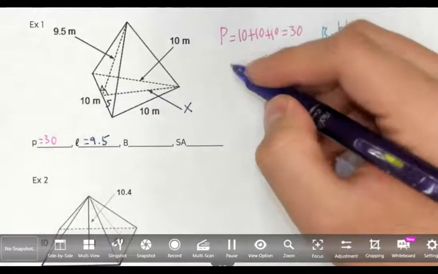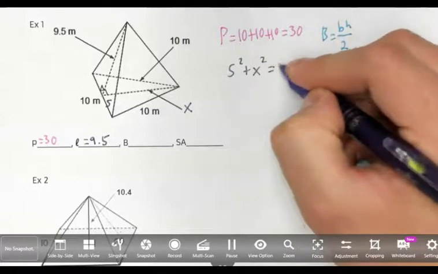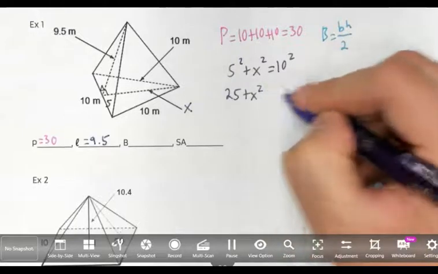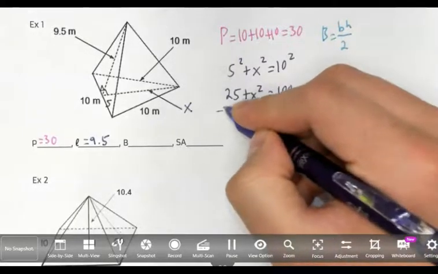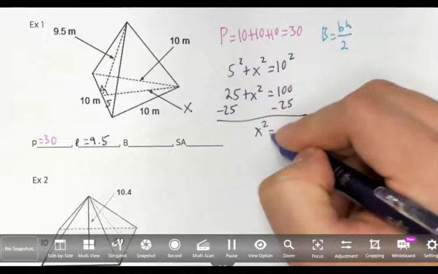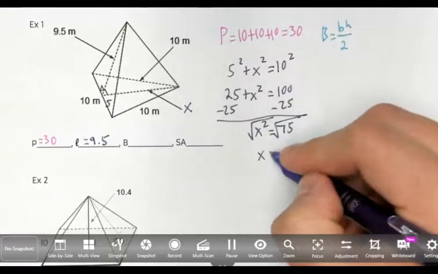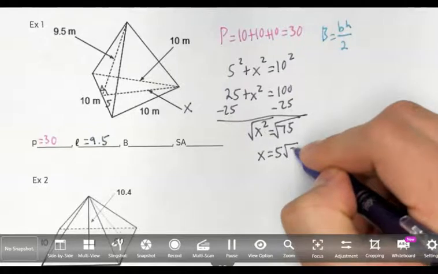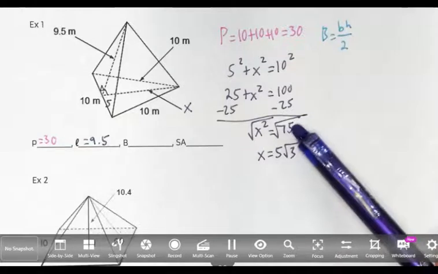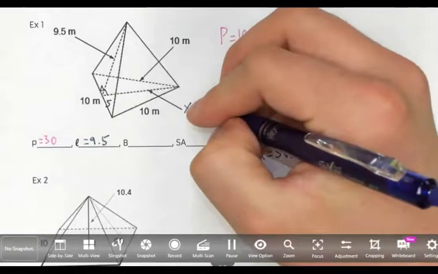We can see that this 10 is the hypotenuse, and then we can cut this 10 in half, say that this length is 5. So using the Pythagorean theorem, we can say that 5 squared plus x squared is equal to 10 squared. So that's going to be 25 plus x squared is equal to 100. And then subtract 25 from each side. X squared is 75. And then if we take the square root of both sides, then x is equal to 5 square root of 3. By plugging that into your calculator, your simplified radical will be 5 square root of 3. So we can go ahead and say that right here.